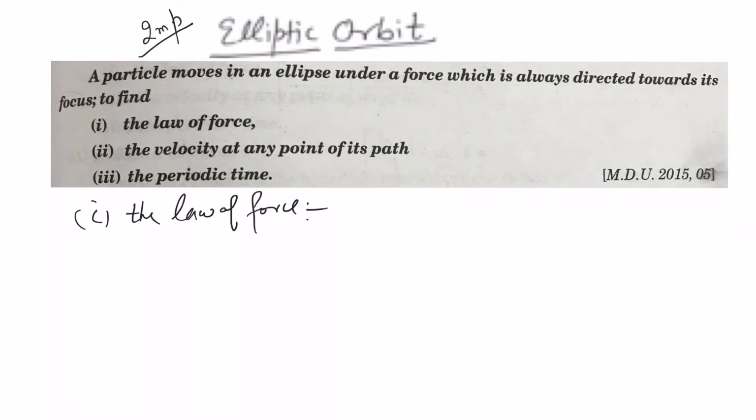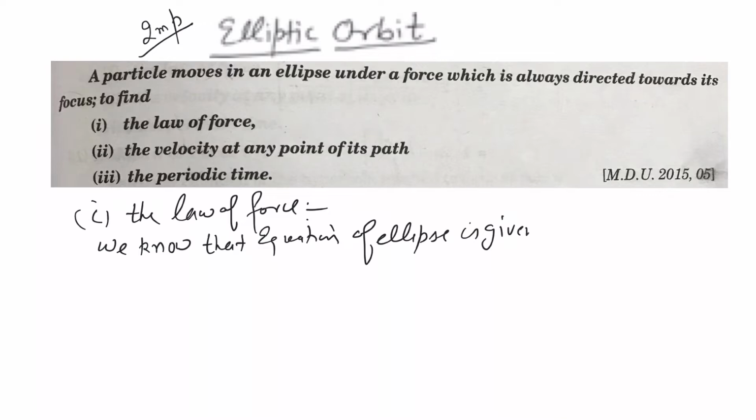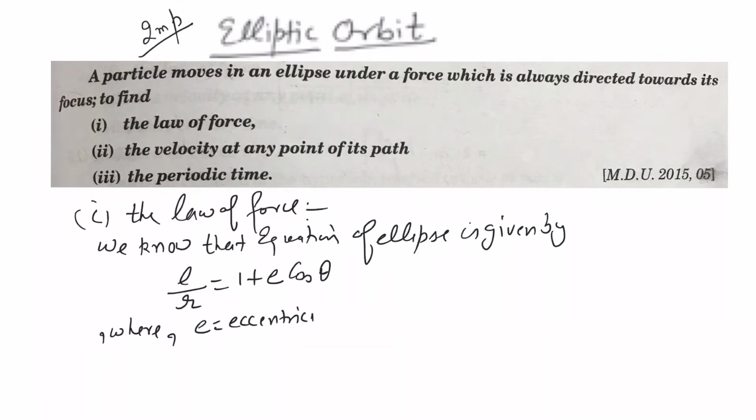We know that the equation of an ellipse is given by L by R equal to 1 plus E cos theta, where E is the eccentricity, and E for an ellipse is less than 1 and greater than 0, that we have to remember.